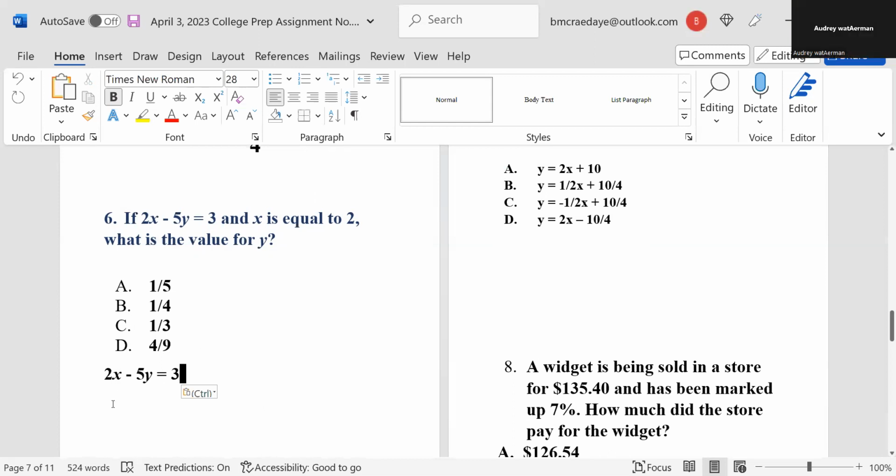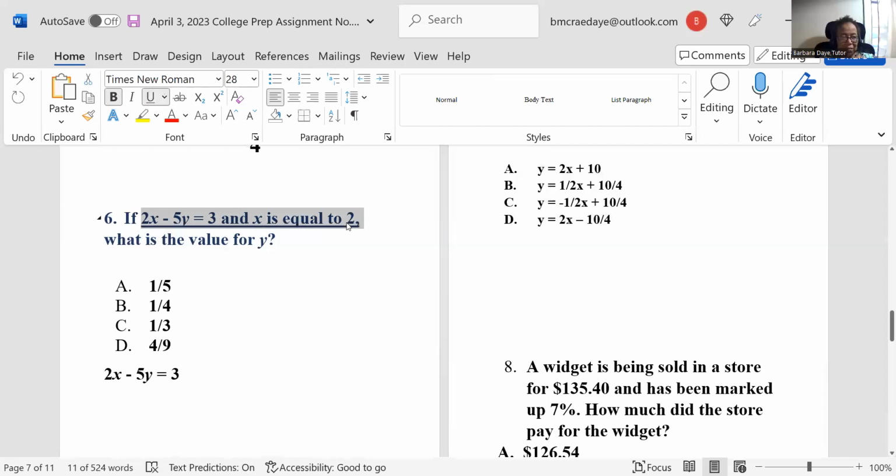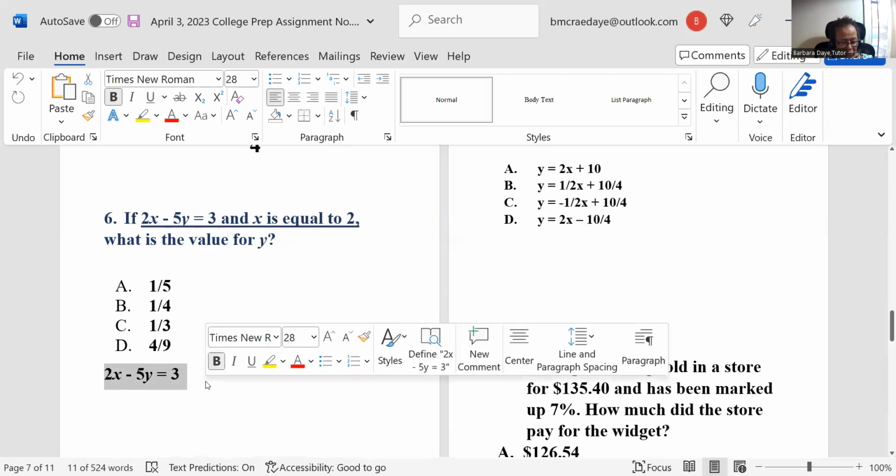See, it says if 2x minus 5y equals 3 and x is equal to 2, what is the value of y? So where you see an x, you want to put a 2. So 2x becomes 2 times 2. Got it? You want to change the x to a 2, that's what you mean? Yeah, so 2x becomes 2 times 2.